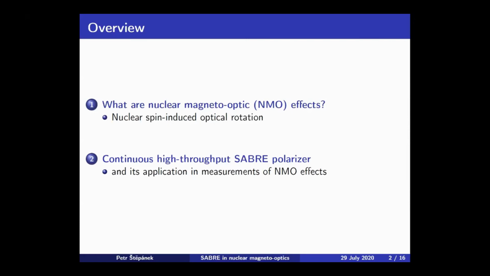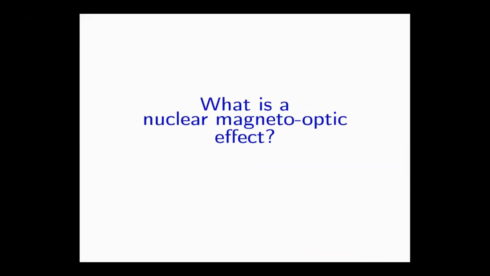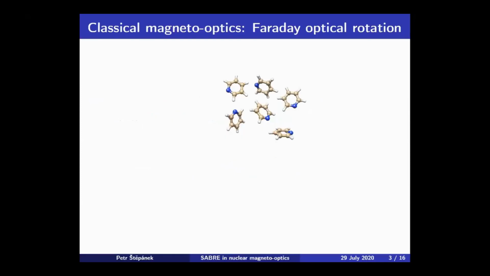In the second part, we will look at our implementation of a SABRE polarizer that has been specifically designed with features that are required for measurements of these phenomena. So what is a nuclear magneto-optic effect? To answer this question, let's start with classical magneto-optics.